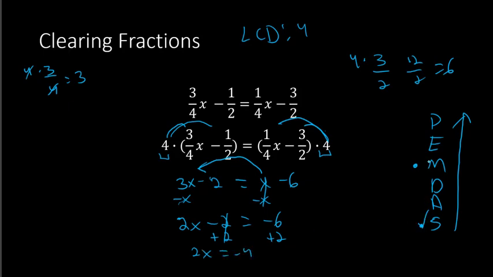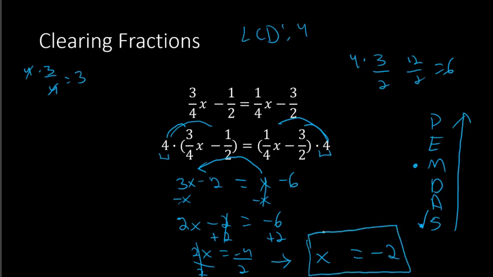So subtraction is done. Next we have multiplication to take care of. So to get rid of the multiplication of the 2, we do the inverse of multiply, which is divide. So divide both sides by 2. That leaves you with x on the left side. And then negative 4 divided by 2 is negative 2 on the right. So your final answer is x equals negative 2.